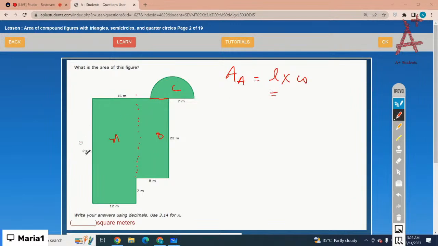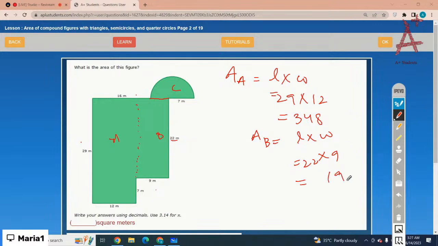So length is 29 and width is 12. It would be 29 times 12. Got it? And 29 times 12 is 348. It would be 348. Okay, let's just calculate the area of shape B. That would be length times width. It would be 22 and 9. 22 times 9.